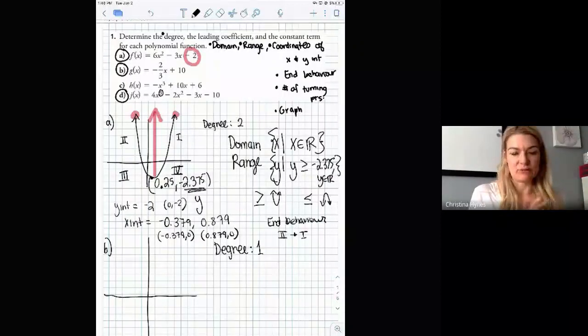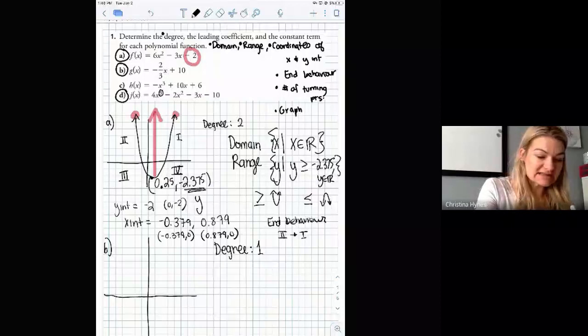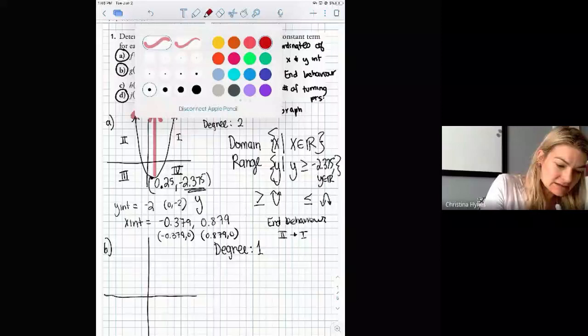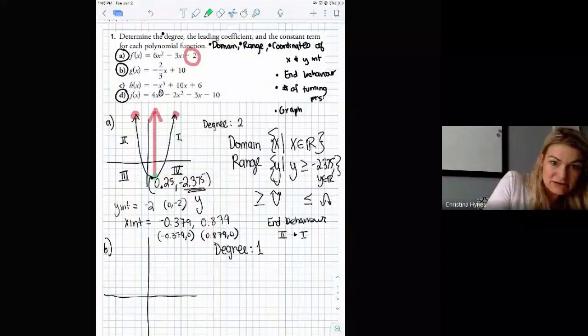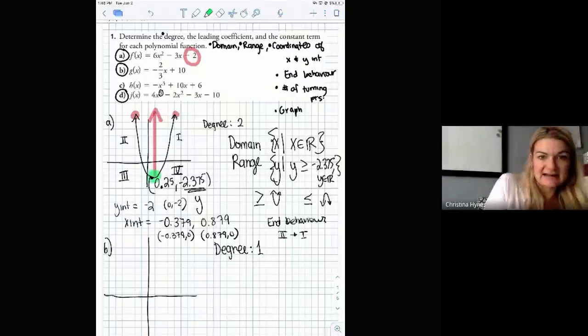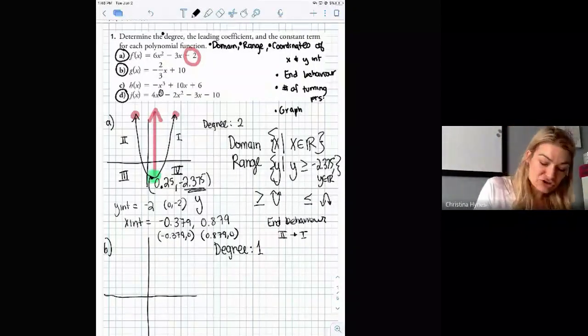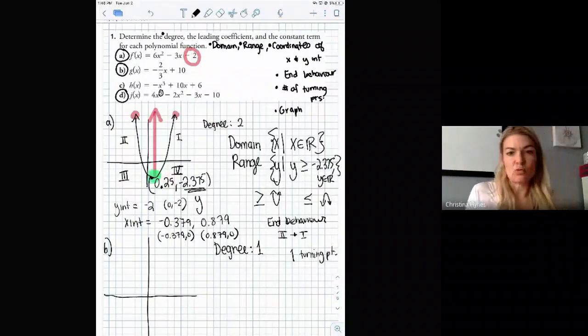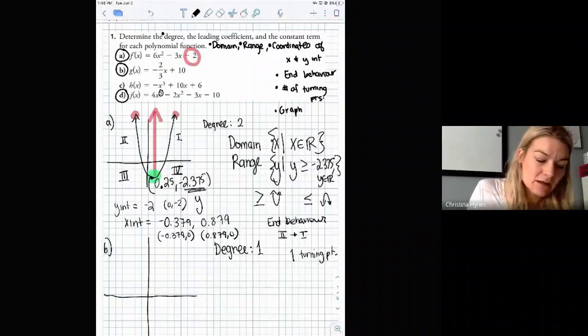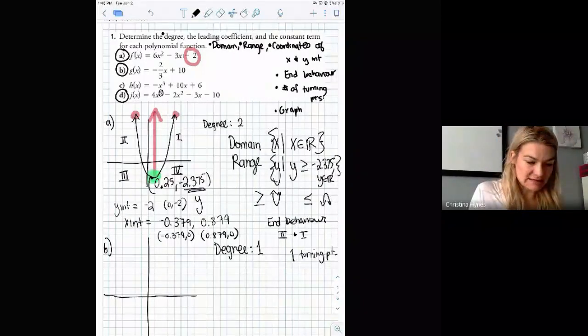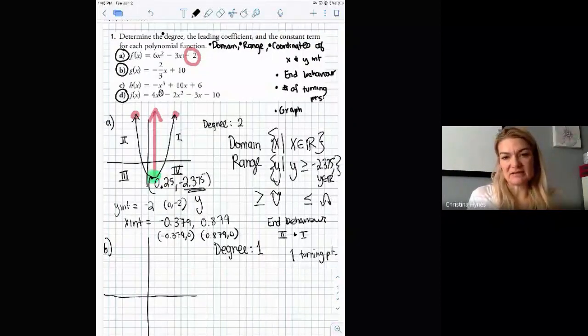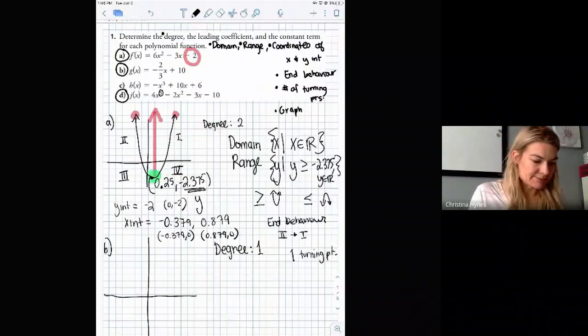Where are the ends located? Number of turning points is how many maximum and minimum points do you have? This, guys, is a minimum point right there. So this bottom piece that I'm trying to highlight in green is a minimum. That is a turning point. So we have one turning point with quadratics. Then they want us to graph it, which we already did. So that's what they want us to do for each question. Just make sure that you're not missing any of the pieces to get full marks.